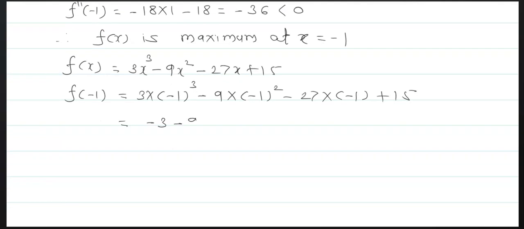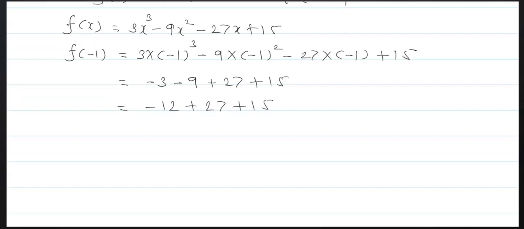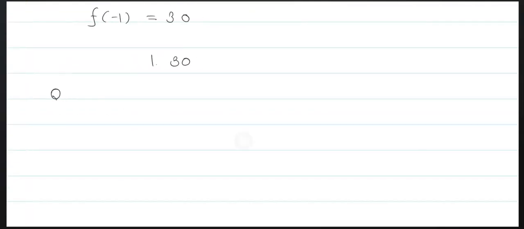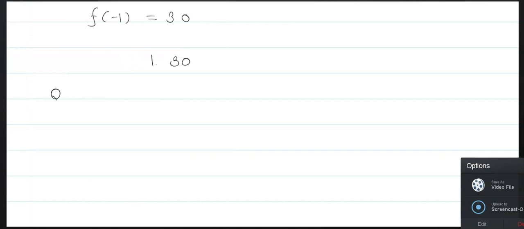The maximum value of f(x) at x equals minus 1 is 30. Hence option 1 is the correct one. Now again we will see this answer.